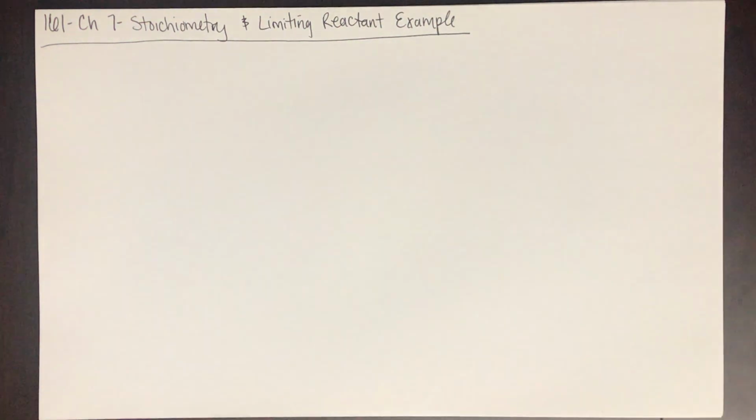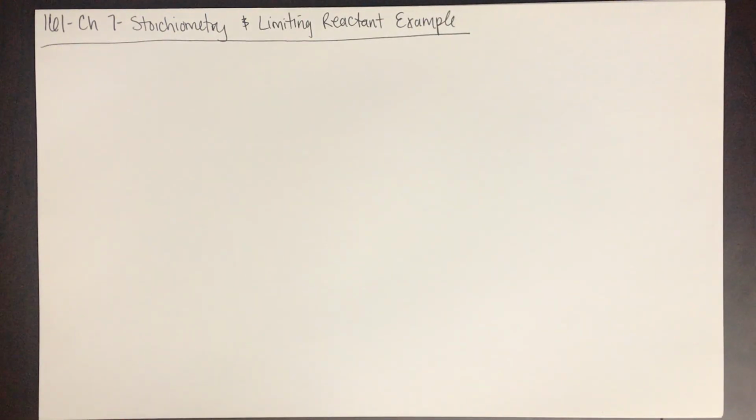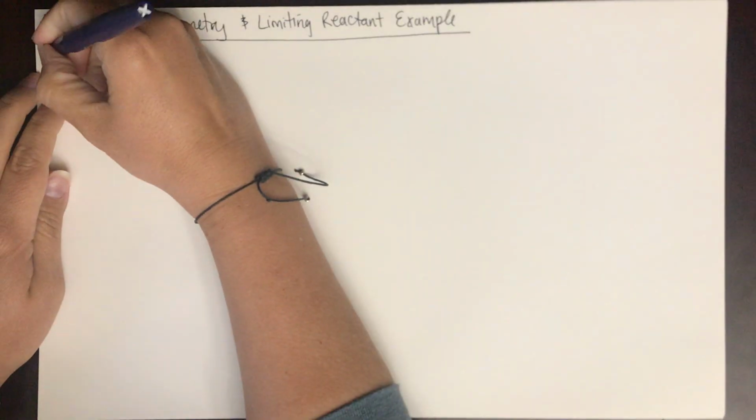Okay, so let's look at another example of stoichiometry calculations and limiting reactants. I'm going to write out a problem and then we'll go through the steps together. So here is the question. It says carbon and oxygen react to form carbon dioxide.